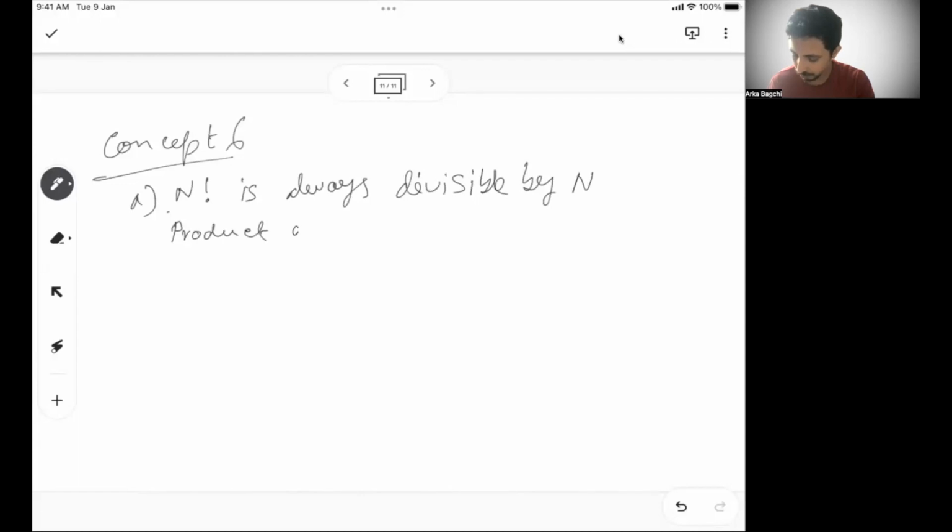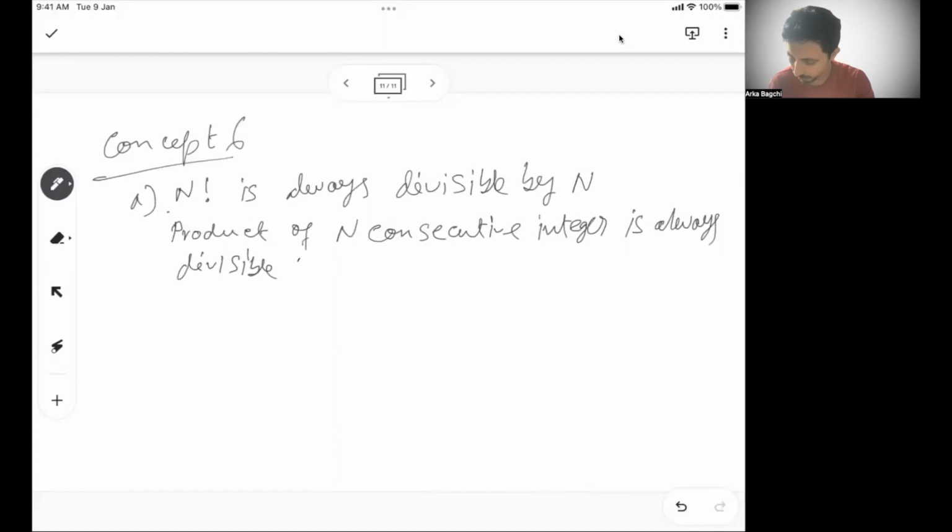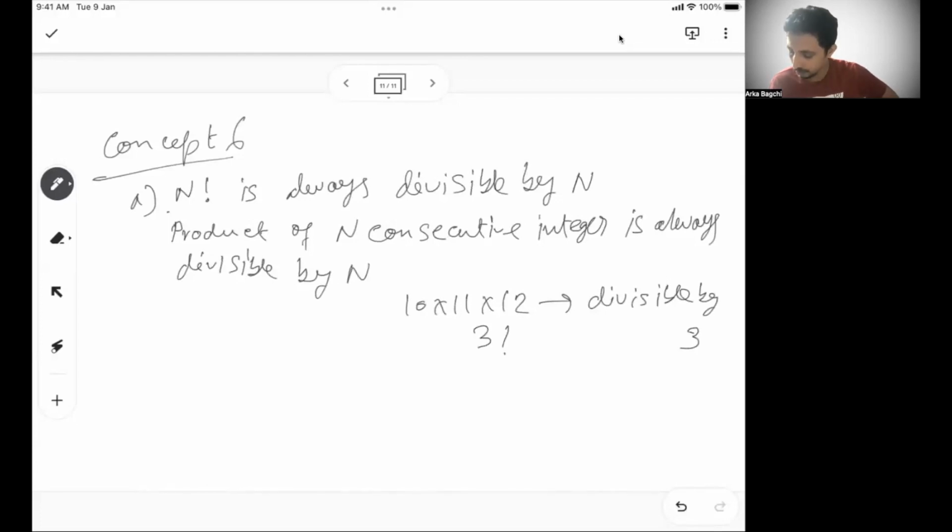Or the other way you can write it is the product of n consecutive integers is always divisible by n. So that means I can say 10 into 11 into 12, 3 consecutive integers, will be divisible by 3. Similarly, 3 factorial is also divisible by 3. 3 factorial is nothing but 3 into 2 into 1. So both of these are possible. Okay, so this is your first one.